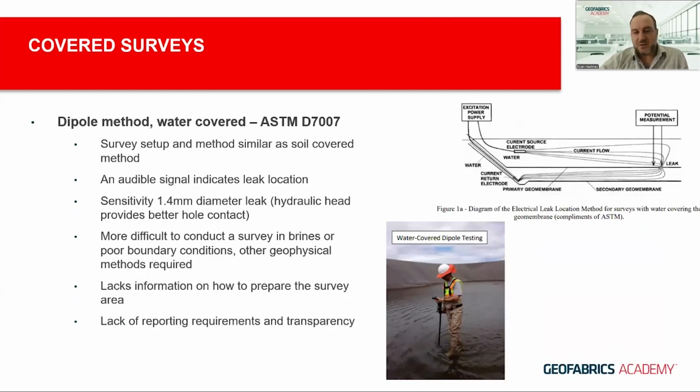Using the same method, there's also a section for when the site is water covered, such as a pond, dam, etc. The survey would be set up in a similar way to the cover soil method. But what happens here is that as you pass over a leak, there would be an audible signal to indicate that there's a leak in the vicinity which you are surveying. It's a bit more sensitive in terms of diameter of the leak because you've got the hydraulic head of the water providing better hole contact, allowing the transfer of that current through the hole.